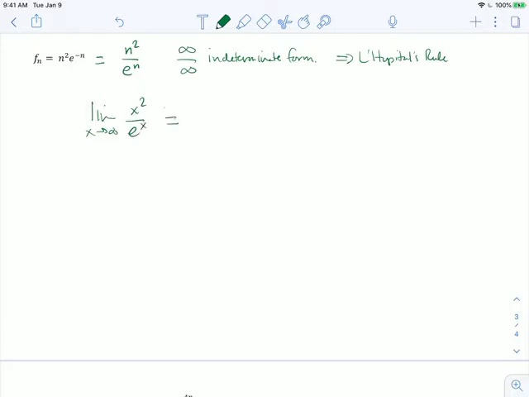And so by L'Hopital's rule, that's going to be the limit as x goes to infinity of 2x over e to the x. That's still infinity over infinity. So we get to apply L'Hopital's rule one more time.